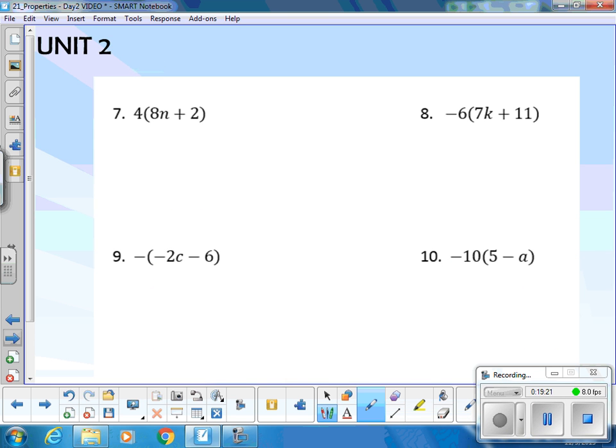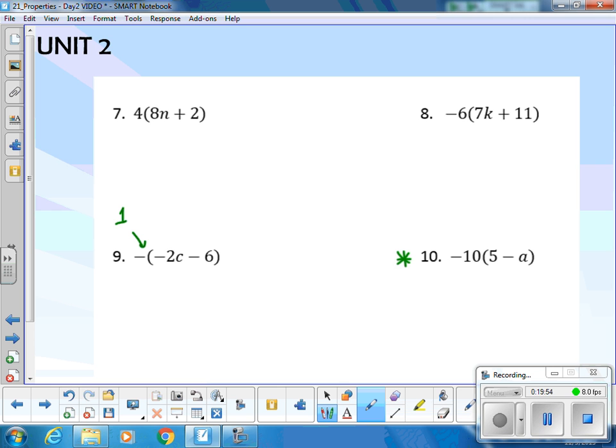All right, you're going to try 7, 8, 9, and 10. Be careful with numbers 9 and 10, because you're going to have negatives being multiplied by negatives, and so on and so forth. I changed my mind. I'm going to do number 9 with you because I want you to understand what's being done here. If you look at number 9, there's nothing written up front. There's just a negative sign. There is a secret number here. It's understood to be a 1.